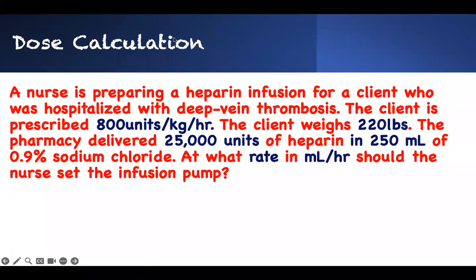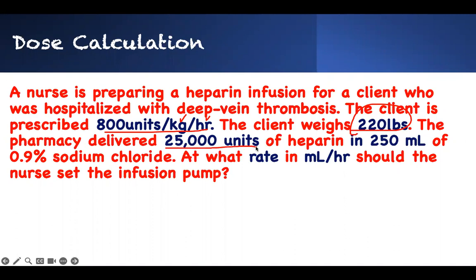Similar question, similar language. A nurse is preparing a heparin infusion for a client who was hospitalized with DVT. The client is prescribed this. So that's the prescribed dose, right? Now I put a kilo there and an hour, right? The client weighs 220 pounds. The pharmacy delivers. This is how much is available.